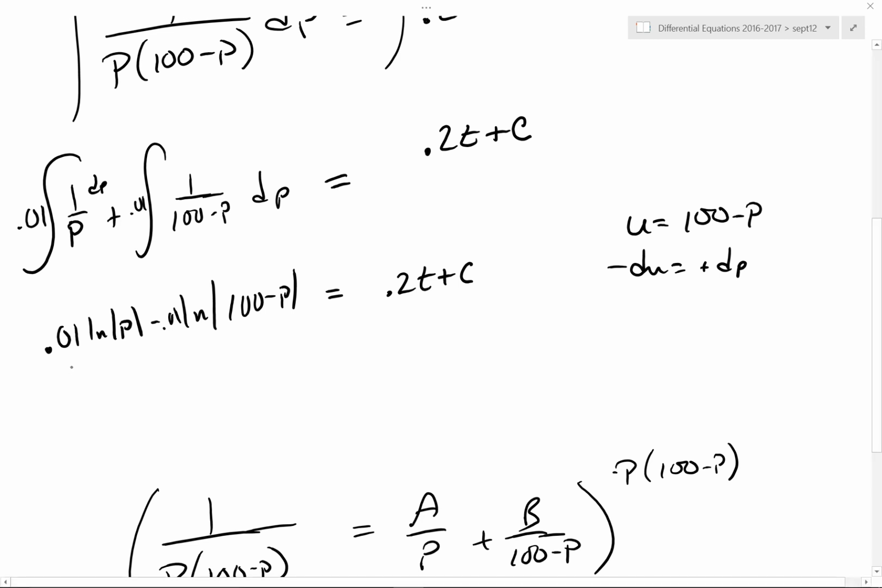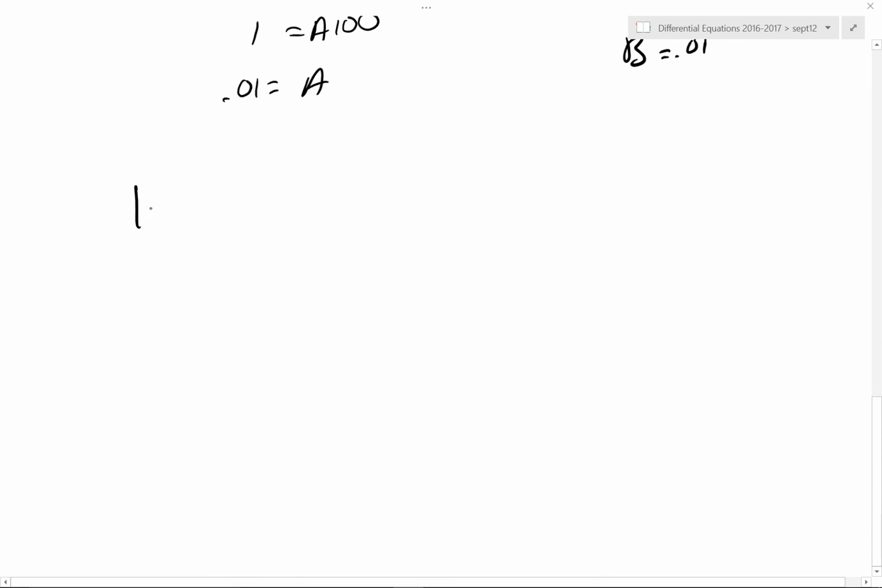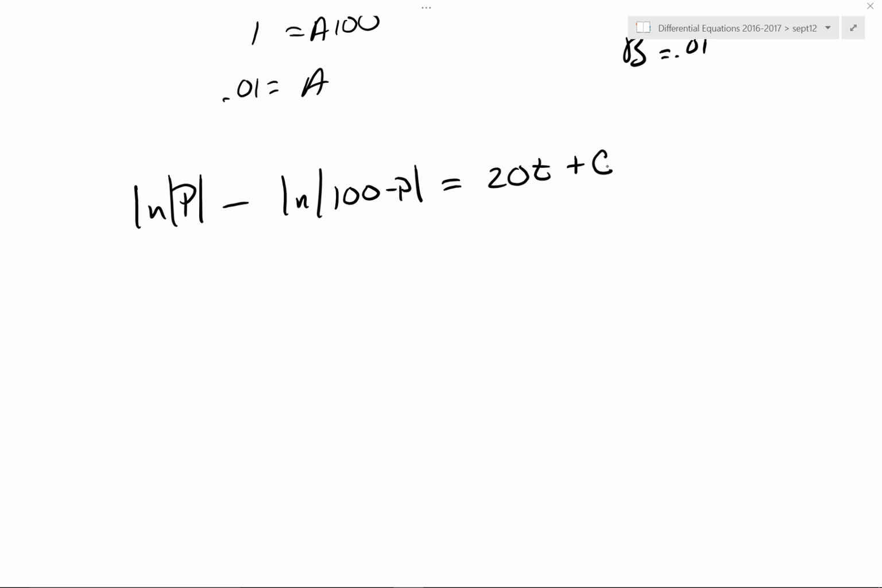All right, so a couple things. First of all, they both have a 0.01 here. I could multiply everybody by 100, right? That would just make my life easier. So it's going to be the ln of P minus the ln of 100 minus P is equal to 20t plus a constant. Does that bother you? Get over it. 100 times a constant is a constant.